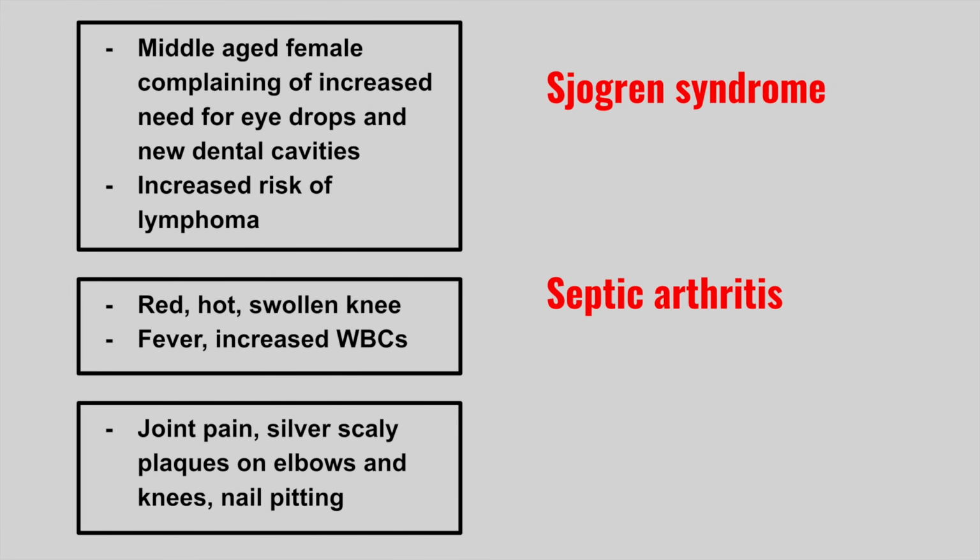So this is septic arthritis. Next, we have a patient with joint pain, silver scaly plaques on the elbows and knees, as well as nail pitting. So this is psoriatic arthritis.